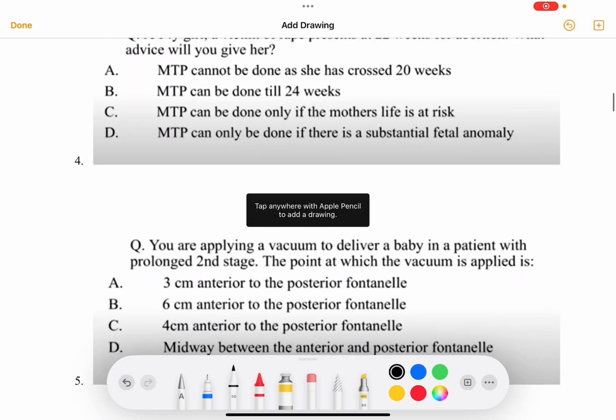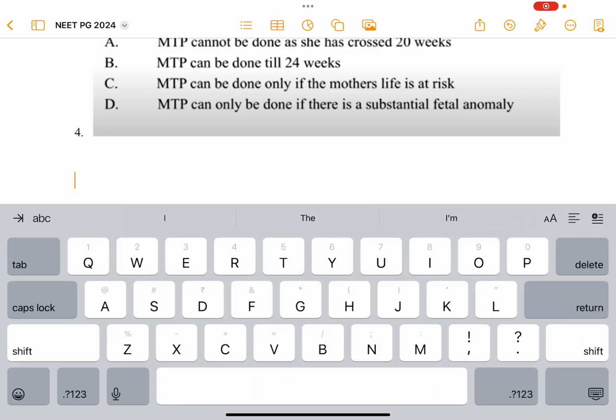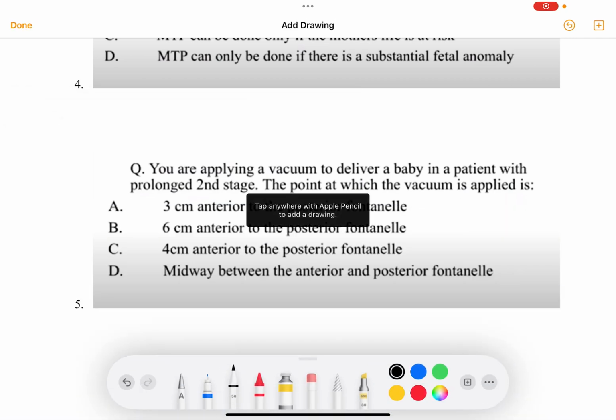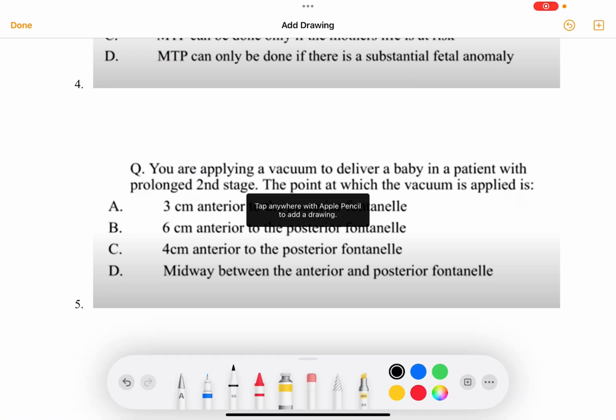Coming to the fifth question, you are applying a vacuum to deliver a baby in a patient with prolonged second stage. What is the point at which vacuum is applied? Basically, vacuum is applied at a point which is called the flexion point.